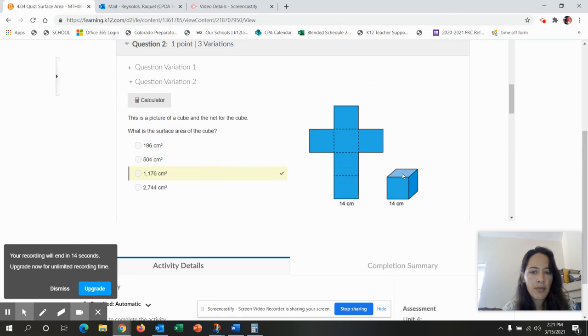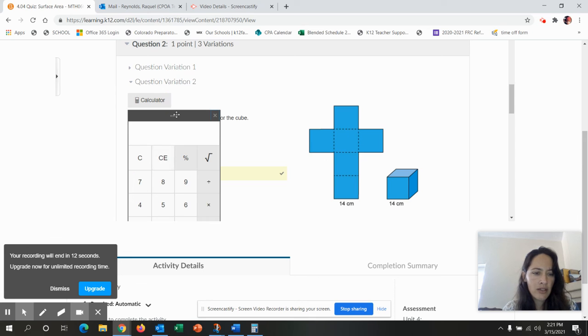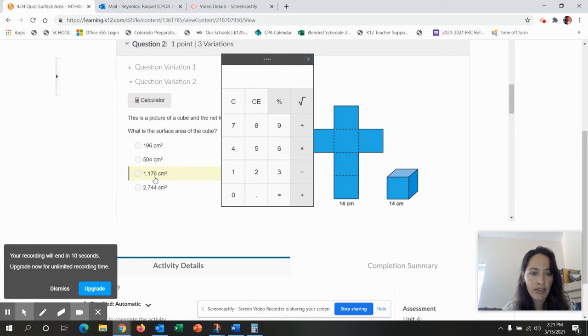All right, up here, watch. We can get this number, 1,176, pretty quickly. Ready? 14 times 14 is the area of 1 square, times 6.